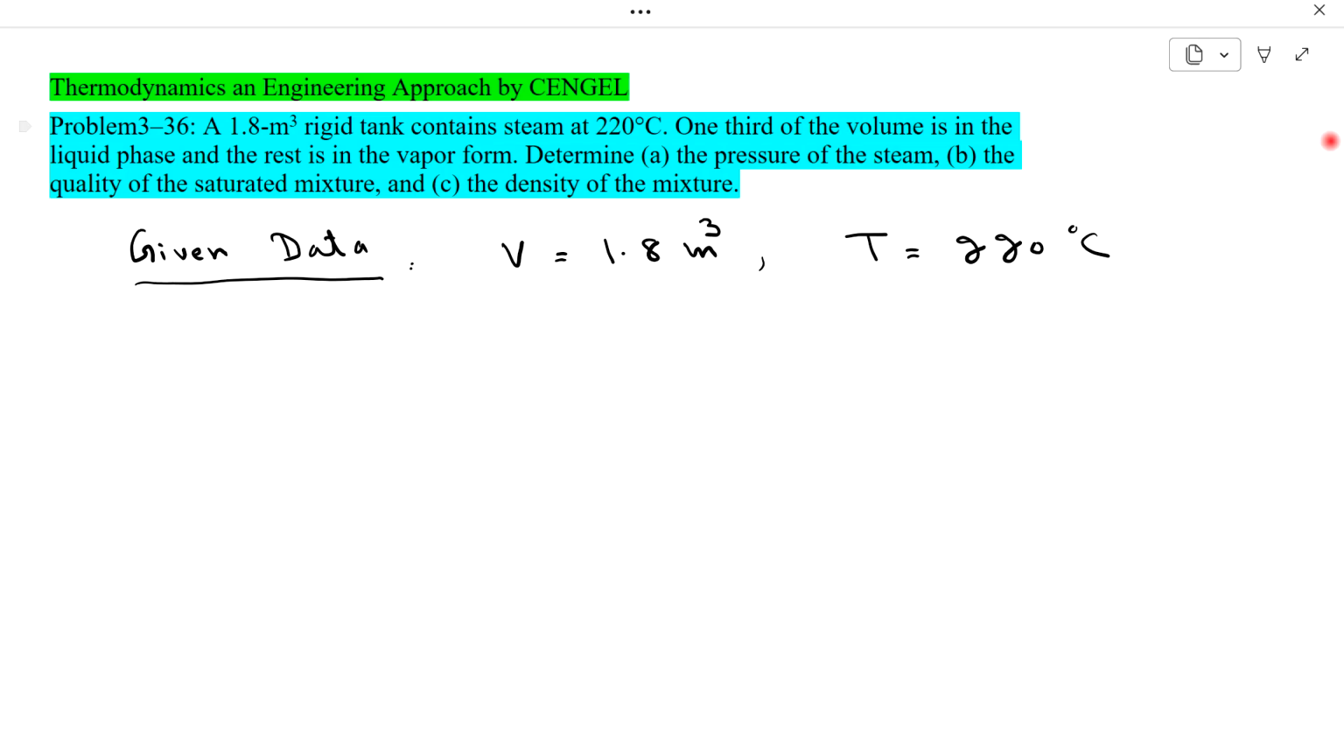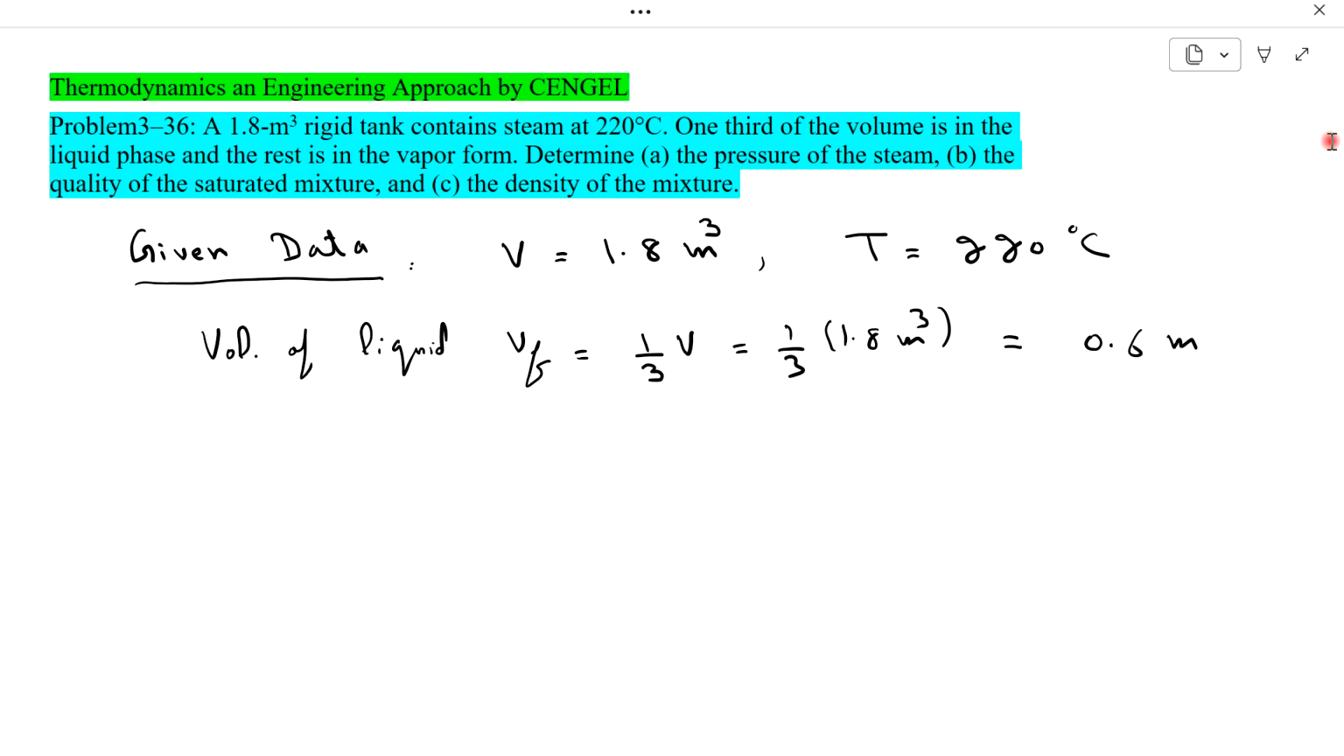One third of the volume is in the liquid phase and the rest is in the vapor form. Total volume is 1.8 meter cube, and volume of liquid is one third of total volume. Volume of liquid, Vf, is equal to one third of total volume. So 1.8 divided by 3 is equal to 0.6 meter cube.